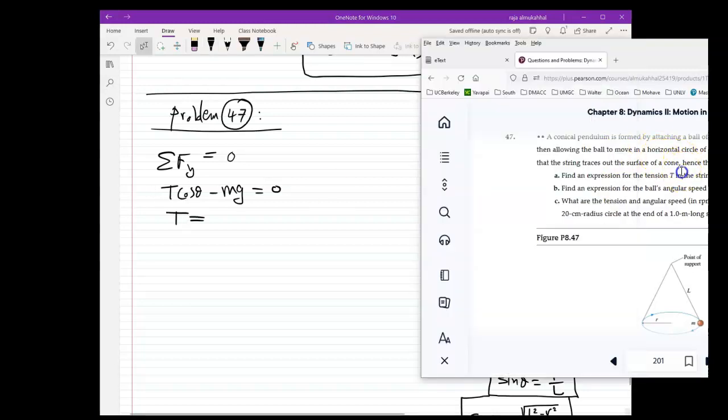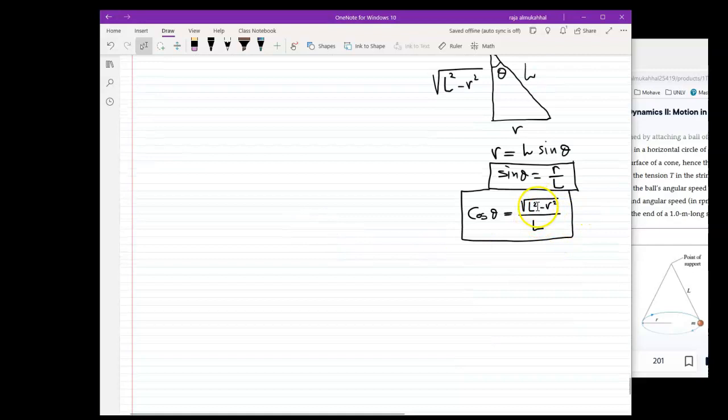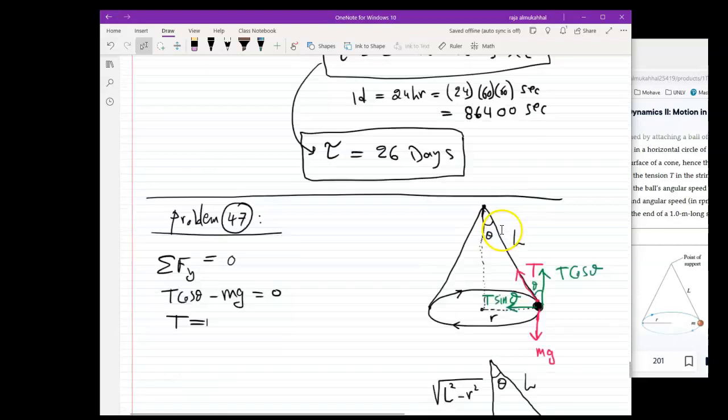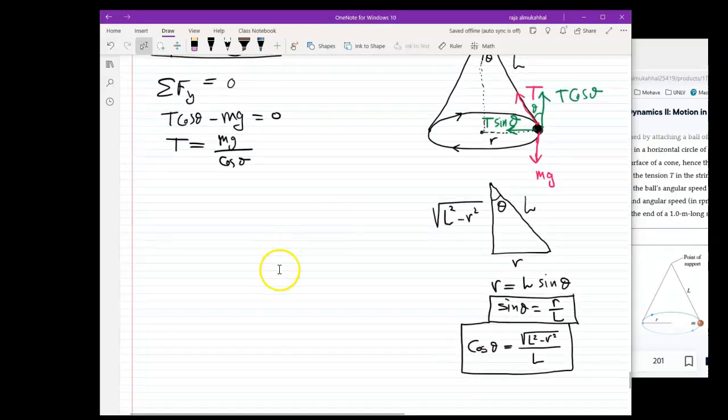He's asking for it, right? He said, find the expression for the tension. Again, without theta, which is okay because theta is right here. I can write it in terms of what's given to me, L and R. So in this case, I would have mg over cosine theta. Cosine theta is equal to that, so I can plug it in there, and I found my expression for T.